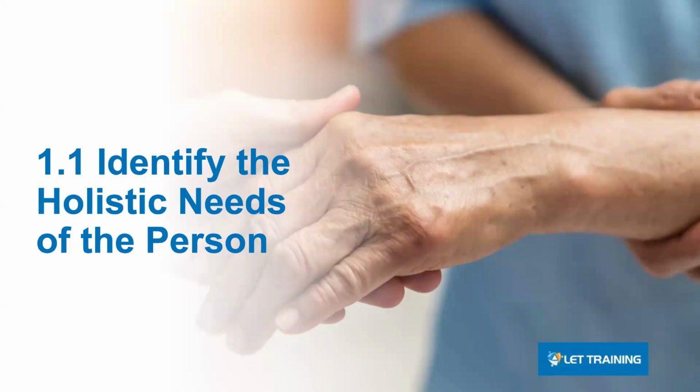Identify the holistic needs of the person. Holistic means that care recognises and addresses the entirety of the person. Holistic needs include physical needs, such as managing pain and other symptoms, providing comfort. Emotional needs, providing comfort. Psychological needs, talking to the client about needs and worries. Social needs, connecting the client to others. Spiritual needs, providing care in line with the client's beliefs.